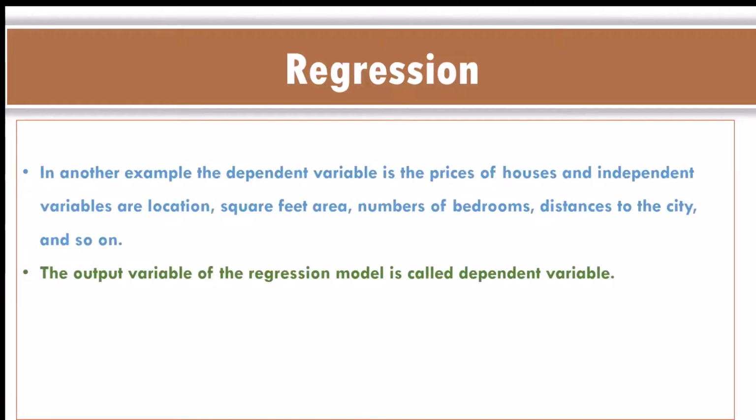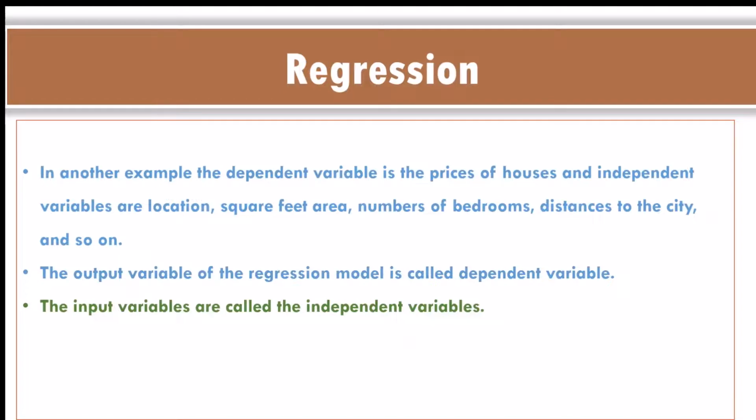So the output variable of the regression model is called the dependent variable. This is very important. In the first example, we said the salary of the employee. In the second example, we said the price of the house. These are all the output variables, and these output variables are called dependent variables. Why do we say dependent variable? The regression model will find the relationship of the output variable with each and every input variable, so its value depends on the value of all the input features. That is the reason the output variable of the regression model is called a dependent variable.